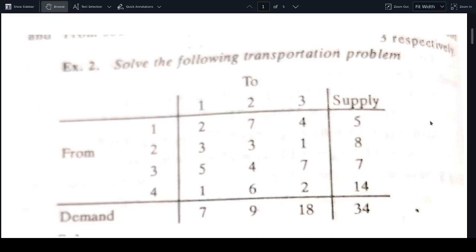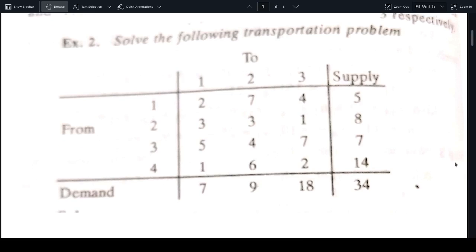The solution to the question: first solve the following transportation problem. Here demand and supply are equal, right? So this is a balanced transportation problem. So first you will solve it by what? Vogel's approximation method. Up to Vogel's approximation method, all of you have solved.